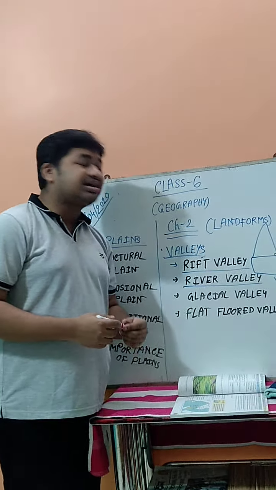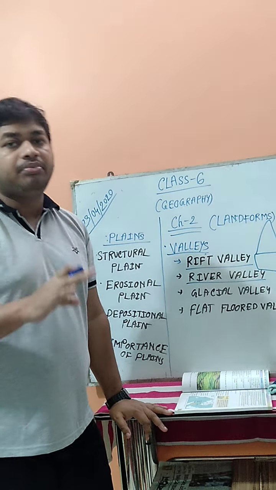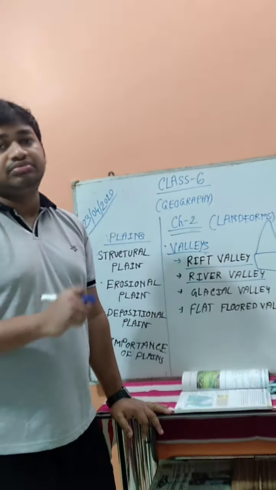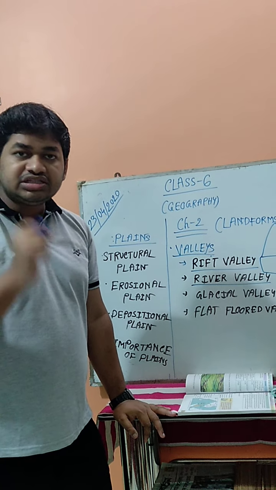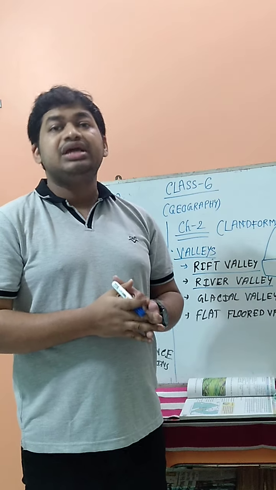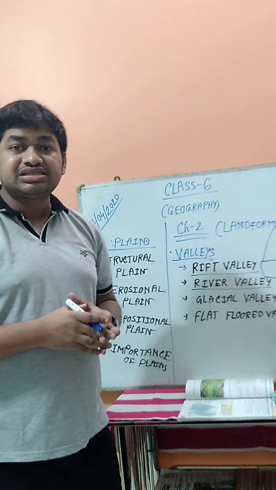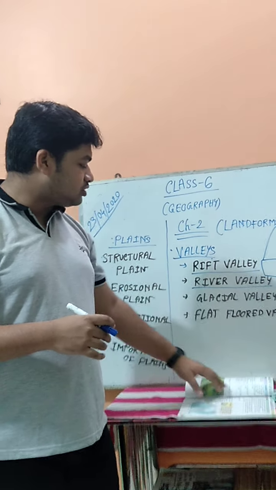Now the third one is the glacial valley. Glacial means the valley region formed due to glacial erosion in the mountains. Valleys formed due to the glacial erosional process in the mountain region are known as glacial valleys. Now what are the examples of glacial valleys?